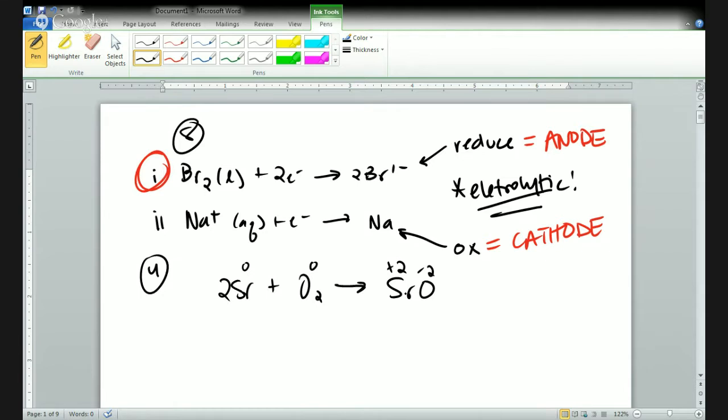So remember, oxidation means we're giving away electrons, so our number is going to go up. So our Sr is going to be what's oxidized in the reaction. Our O is going from 0 to -2.